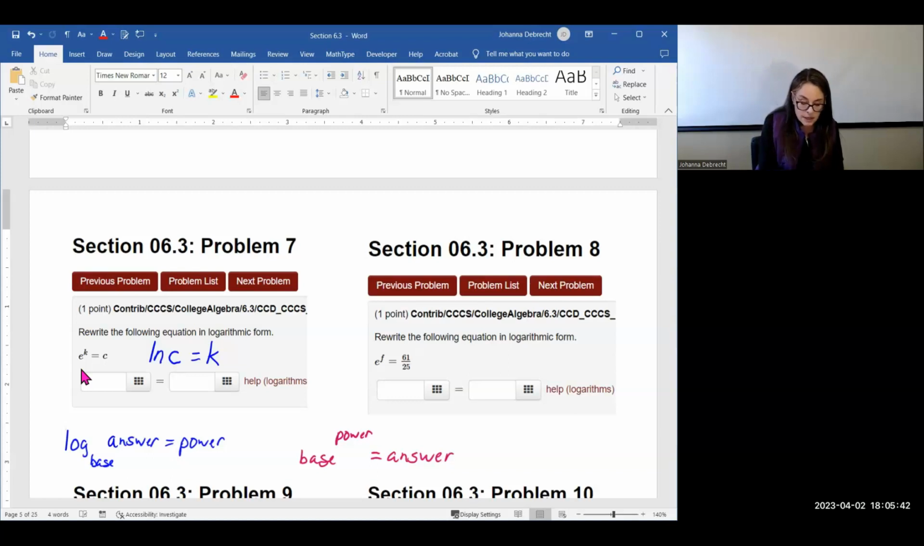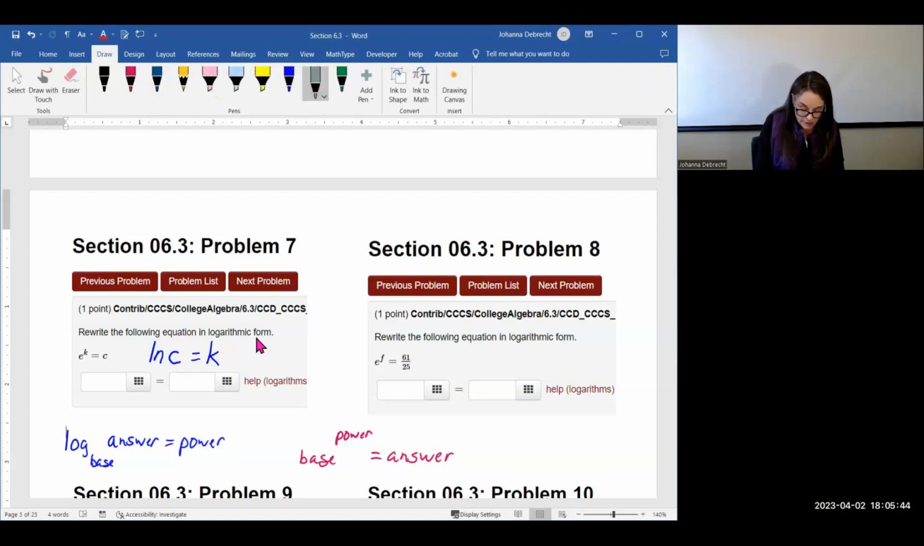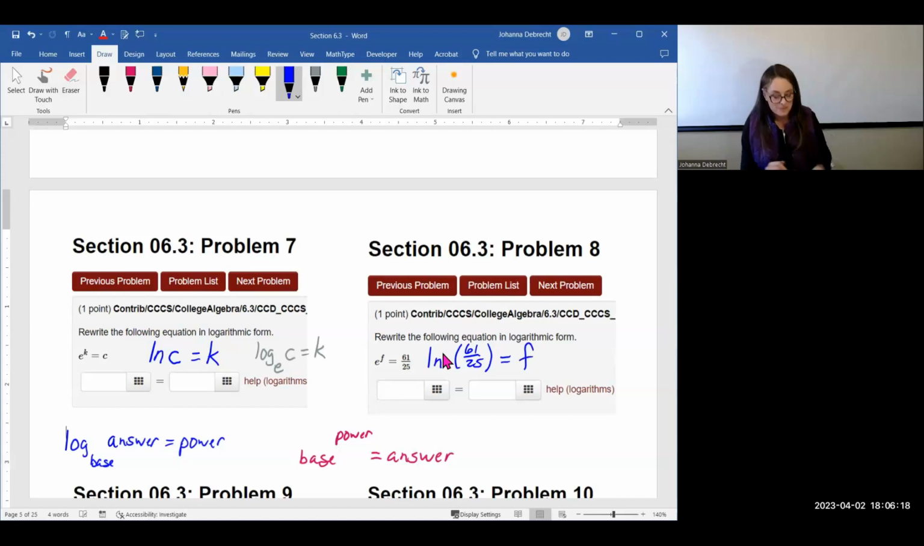Now, I would also accept if you wrote it a different way, if you wrote log base e of c equals k, because technically this is correct. It's just more writing. Okay, so let's look at the one next to it. e to the f power equals 61 over 25. Again, because I have base e, I write ln of the answer part, 61 over 25, where the bottom of the 25 matches the bottom of the ln, and it equals the power, which is f.